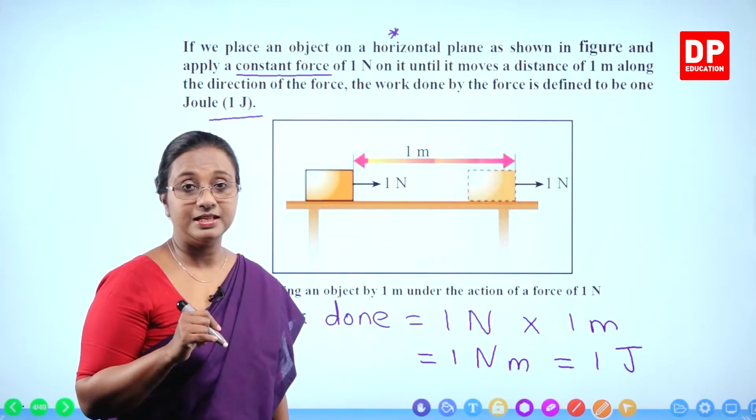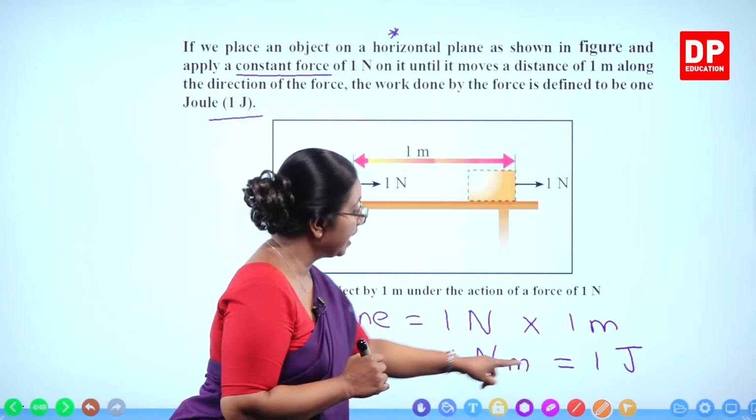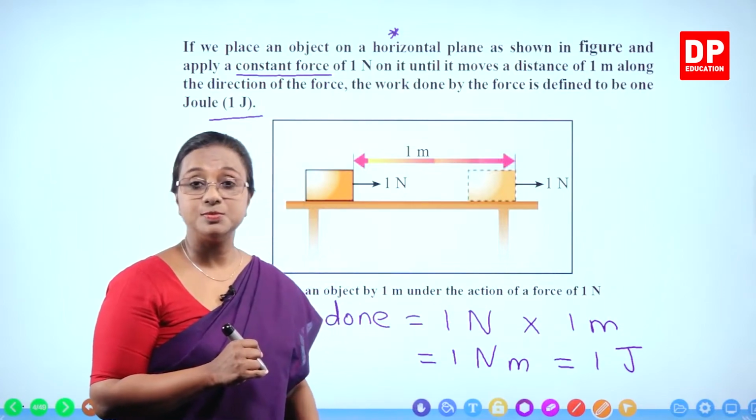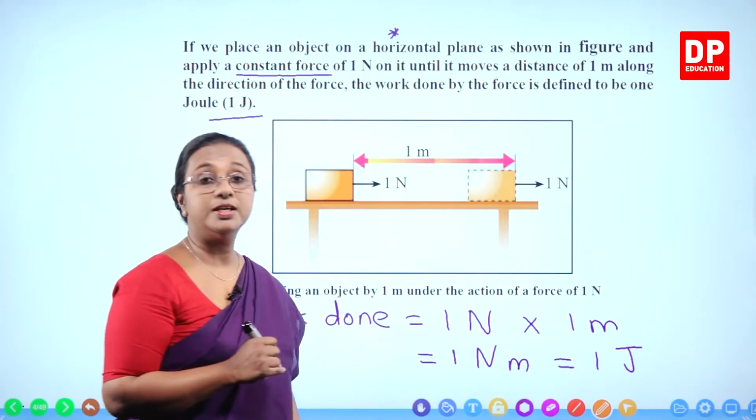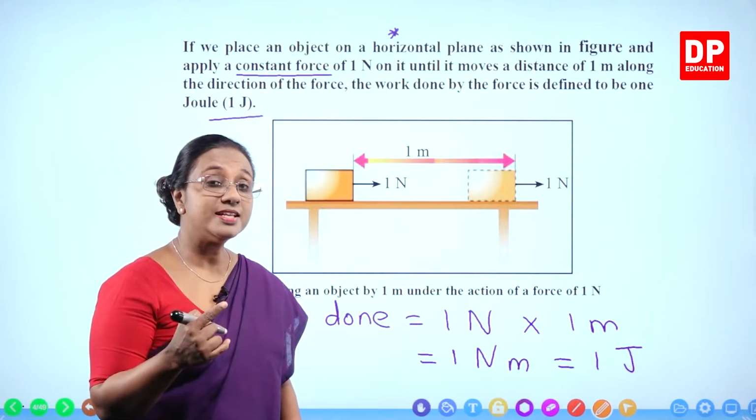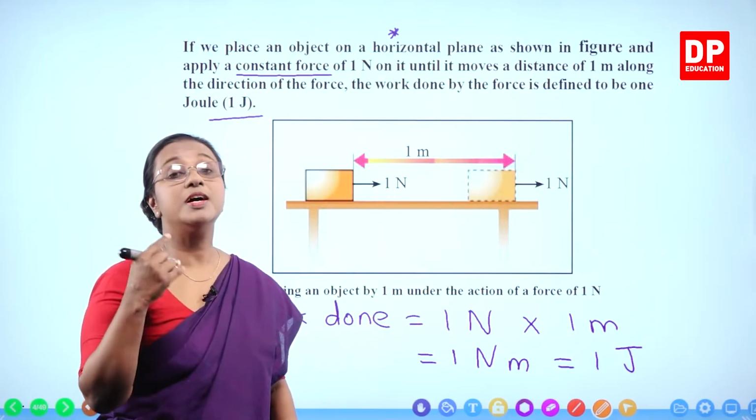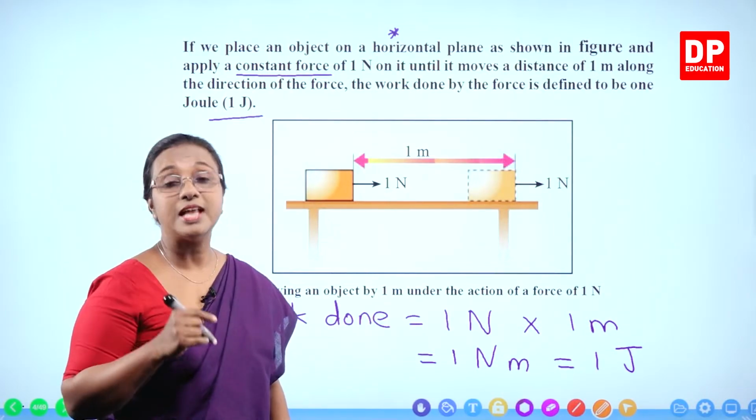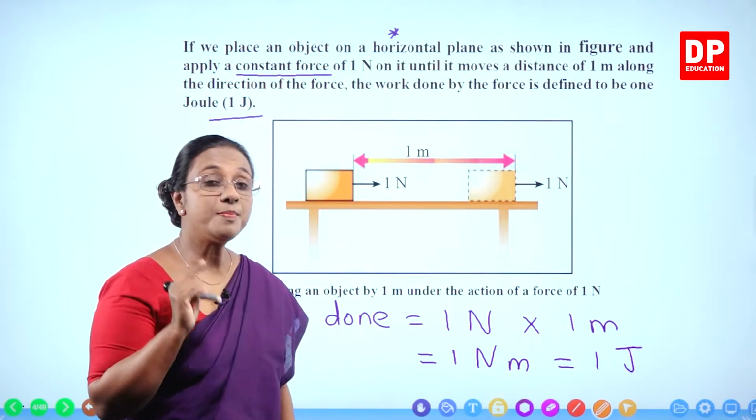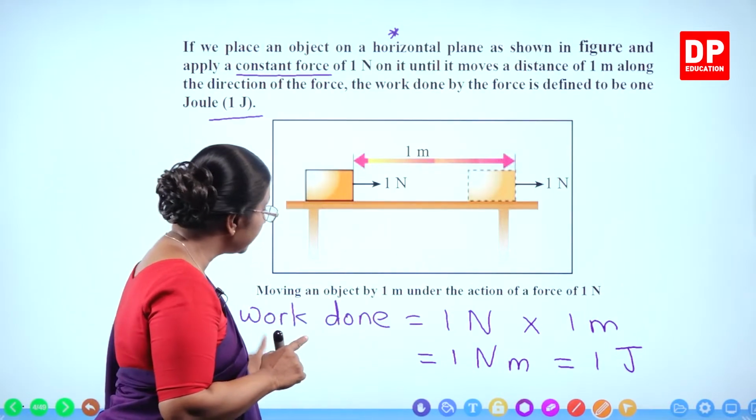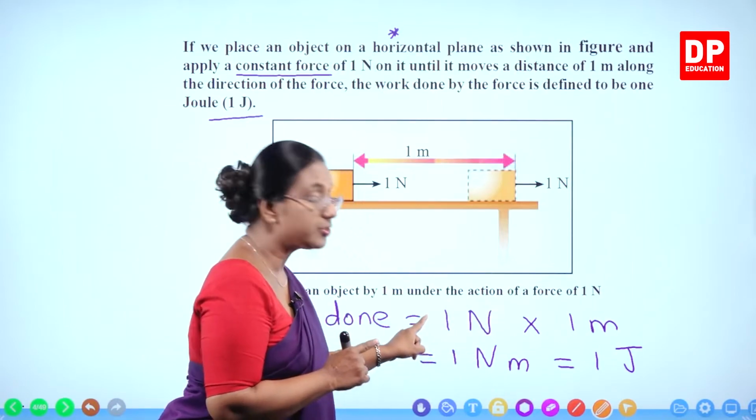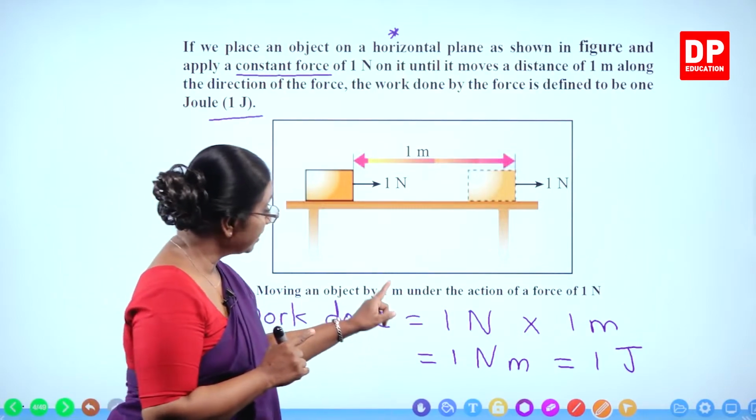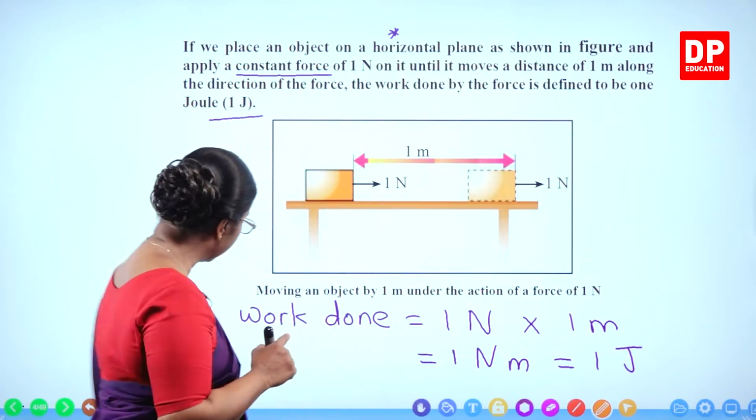Can you all understand that? So we apply the force and the object moves. Force multiplied by the distance moved by the object gives you the work done. So like I said, if we increase the force, work done will increase. If we increase the distance, then also the work done will increase. So from that, you all can understand that work depends on both the force as well as the distance moved by the object. To understand that further, we will move on to another example.